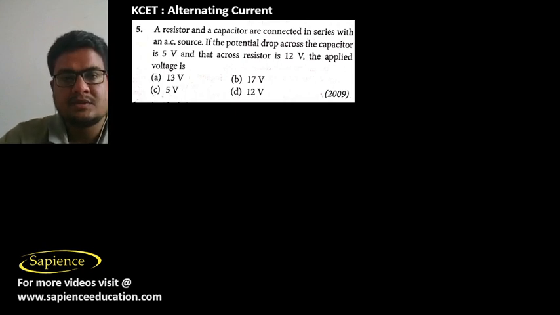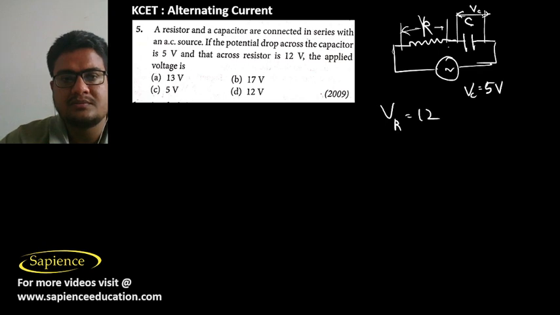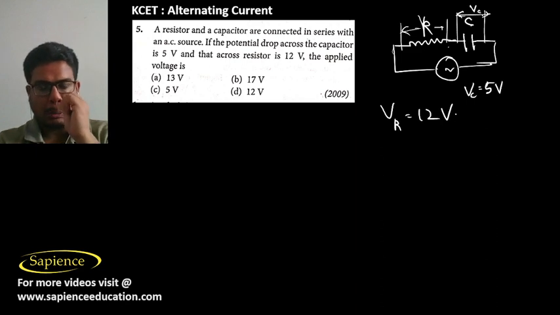Then question number 5. It is told a resistor R and a capacitor are connected in series with an AC source. If the potential drop across the capacitor is 5 volt, and across the resistor the potential drop is 12 volt, what is the applied voltage?